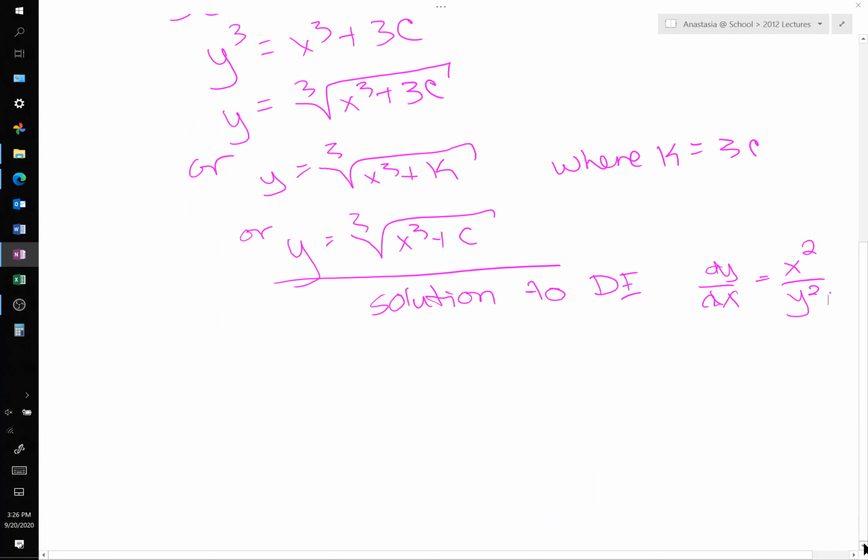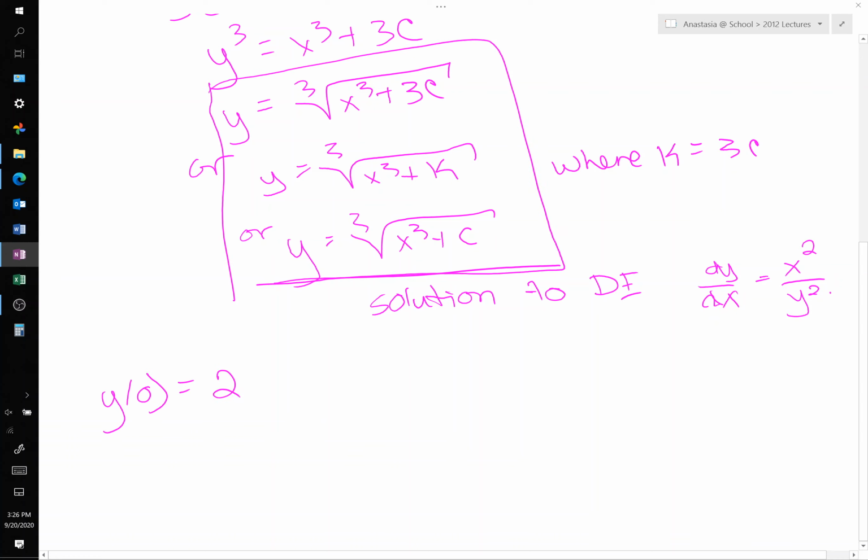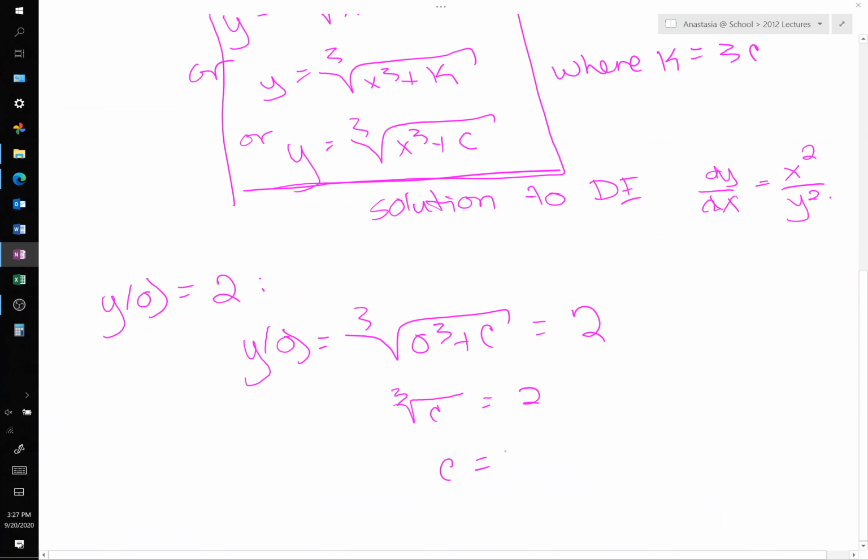The second sentence is to find the solution for this equation that satisfies the initial condition. So if y of 0 equals 2, let me go ahead and box that in so we know that's part of our answer. If y of 0 is equal to 2, then y of 0 is equal to the cube root of 0 cubed plus, let's just go ahead and use c, and this is equal to 2. So we have the cube root of c is equal to 2, so that means that c is equal to 8, or 2 cubed.